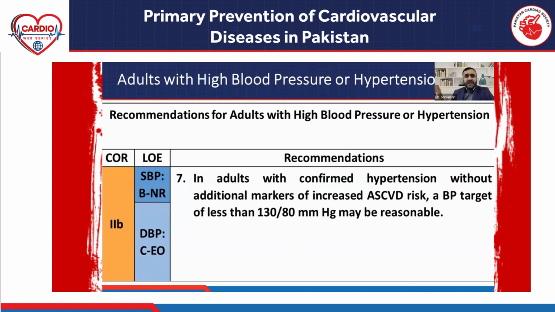So in adults with confirmed hypertension without additional markers of increased ASCVD risk, a BP target of less than 130 by 80 may be reasonable. So they do not have additional markers of increased ASCVD risk. The target here is class 2B if you achieve 130 by 80.